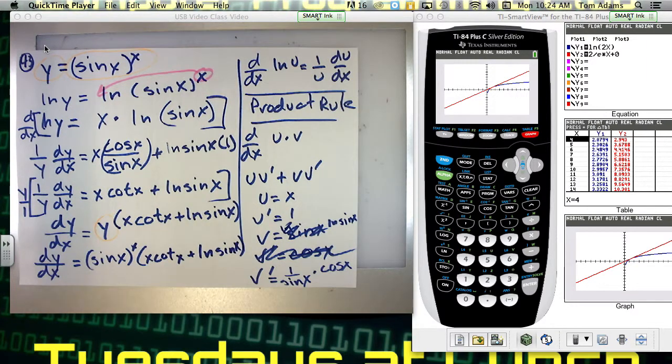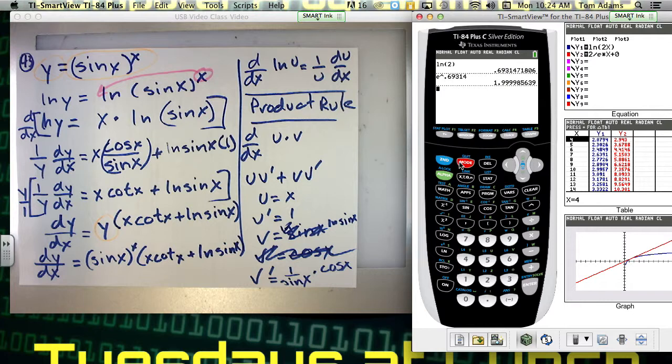So now we can verify that by using n derive. Now what n derive does, well, first let me plug this in. So let me clear out my functions. And let's graph the original function, which is going to be sine of x raised to the x.